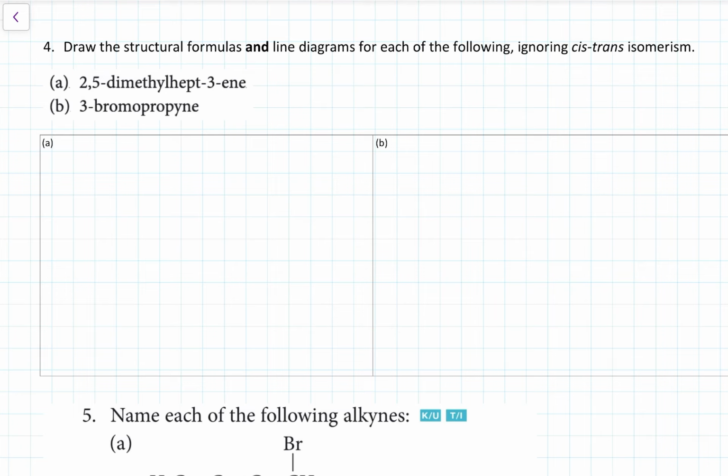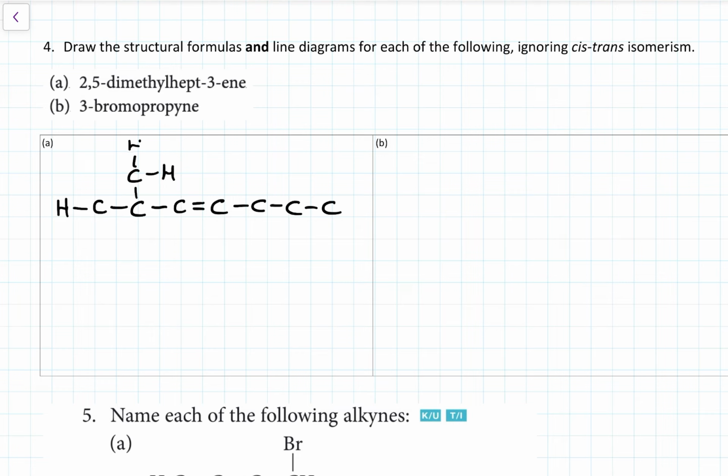2,5-dimethyl hept-3-ene. So carbon 1 is just going to be straightforward. Carbon 2, there's carbon 3 with its 2 carbons. 4, 5, 6, 1, 2, 3, 4, 5, 6, 7. There we go. Okay, so on carbon 2, we've got to put our methyl groups.